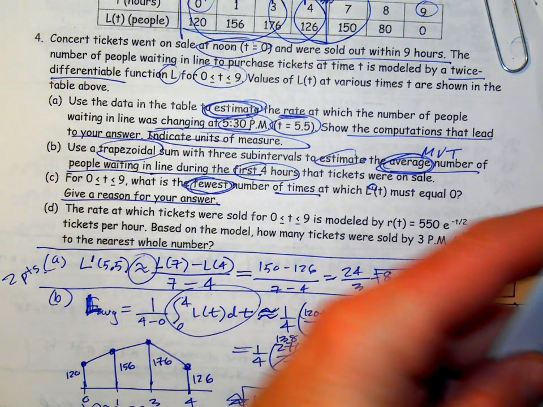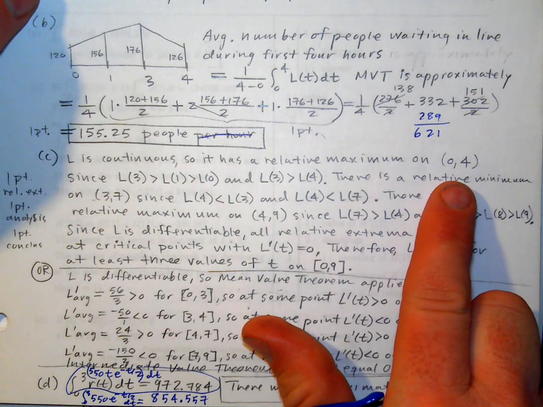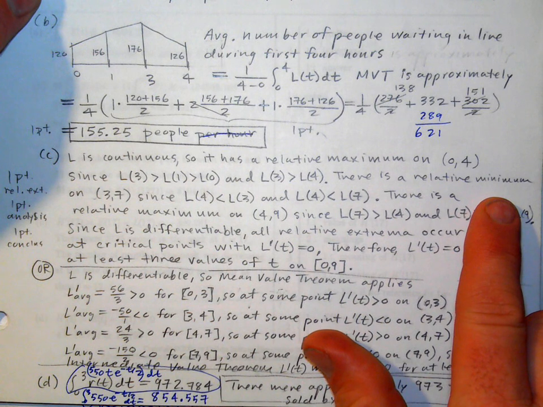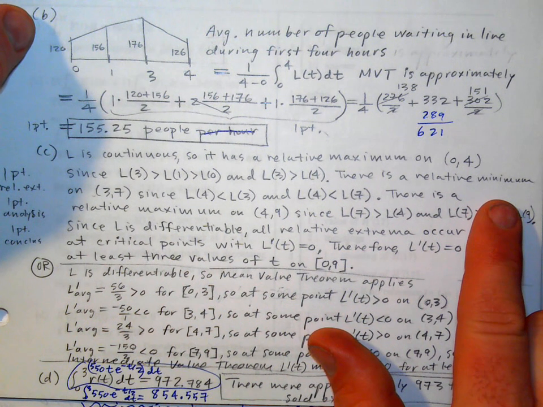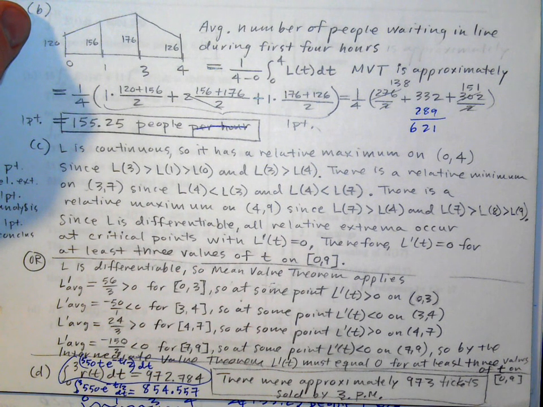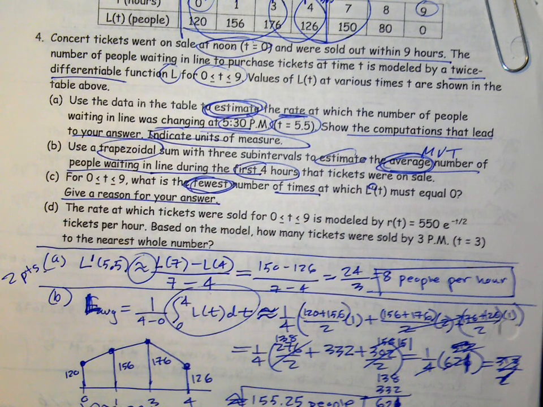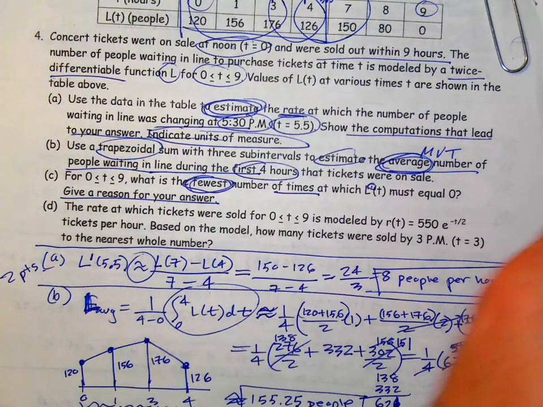So the explanation for it, I'm just going to show you what I wrote down. L is continuous, so it has a relative maximum on 0 to 4. Since L3 is bigger than L1 is bigger than L0, and L3 is bigger than L4, there is a relative min 3 to 7. So just saying that there must be a peak. I don't even know if this would be the best explanation of it, but I'm kind of thinking I would go with more of the average slope. The average slope must happen at least once there and one there, and then intermediate value theorem has to equal 0. But for the sake of time, I've already spent 70 minutes on this assignment.